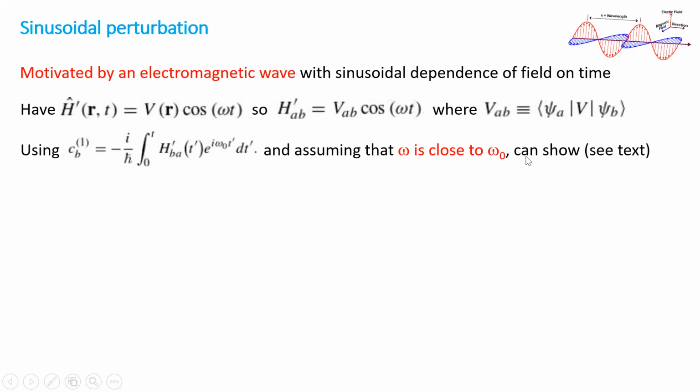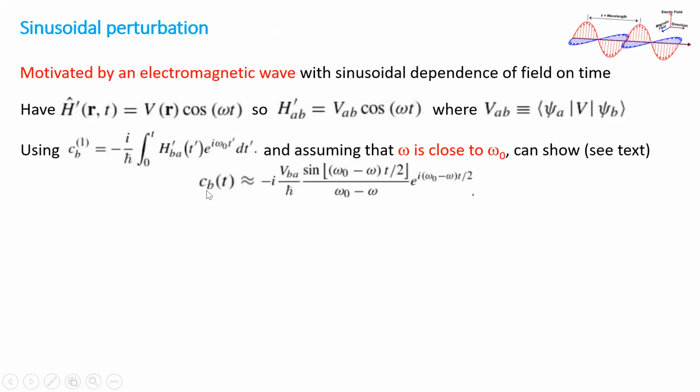Anyhow, with that assumption, you can show in several lines, you can see the text for this, that c_B of t becomes the following. If we put in for H_BA, V_AB cosine omega t, e to the i omega naught t prime dt prime, and do the integral, it becomes minus i V_BA over h bar, sine of omega naught minus omega, t over 2, over omega naught minus omega in the denominator, and then this exponential here.